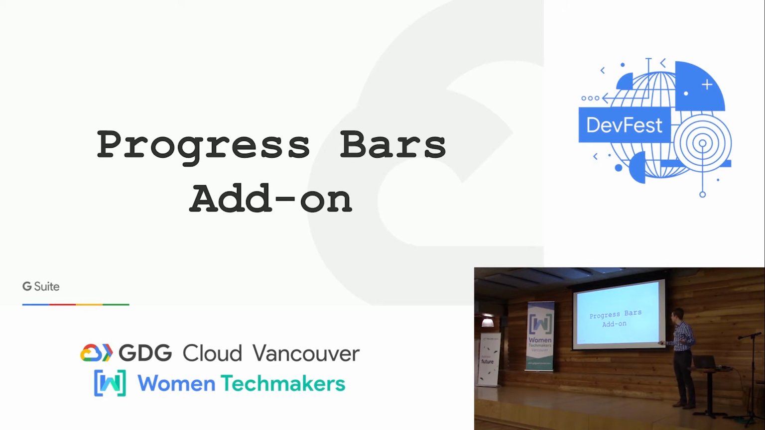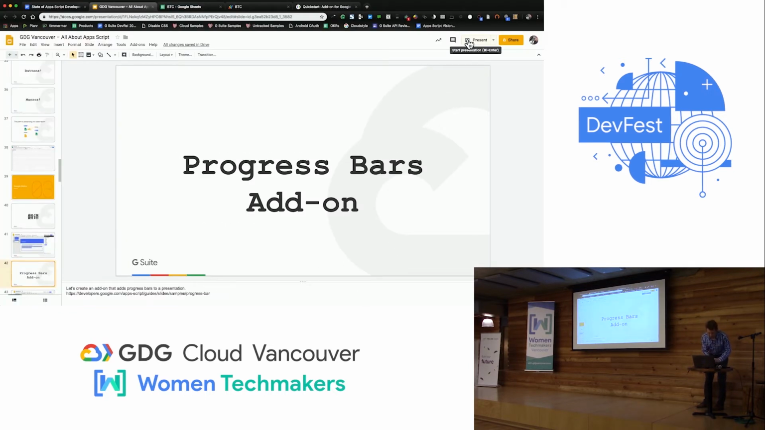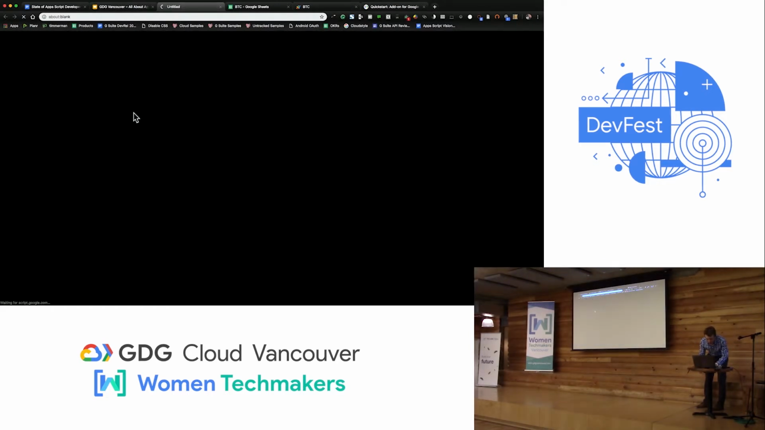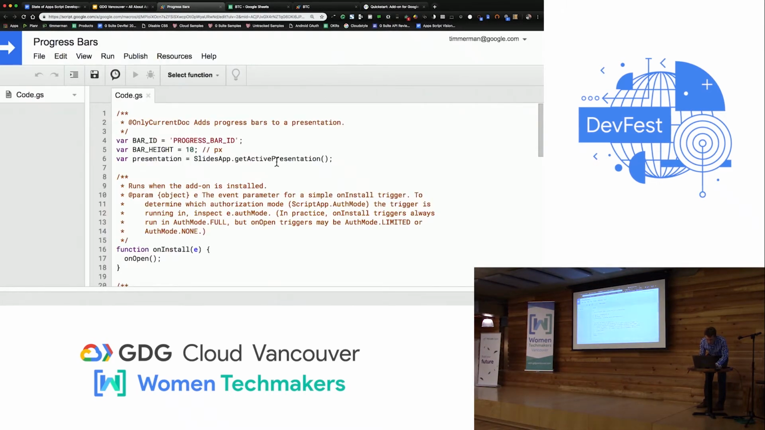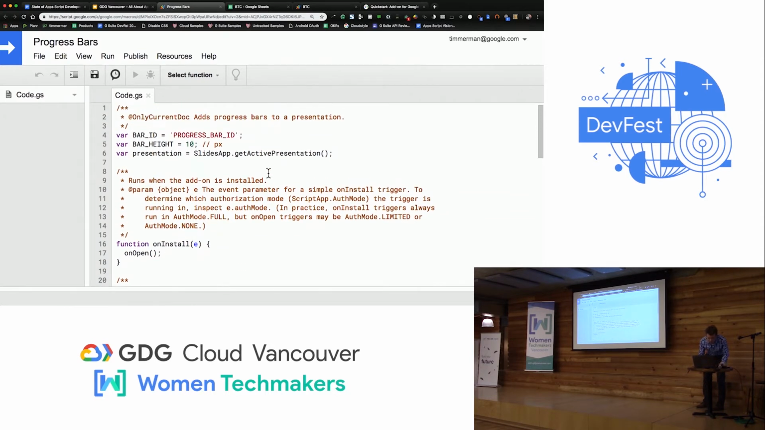Progress bar add-ons. So I created a sample. You know, YouTube has these progress bar indicators stating how far you are in the video, right? Well, I want to add that to Google Slides to see how far along in the presentation someone is. So again, go to Tools and then Script Editor. And you can see, let me show the demo first.